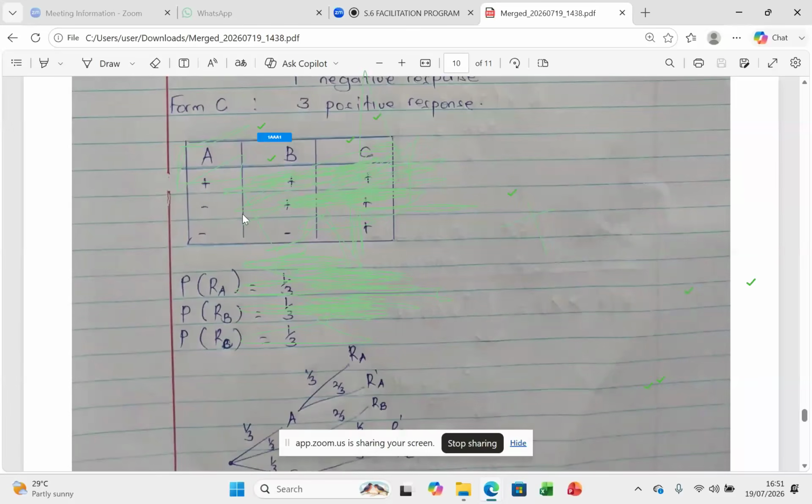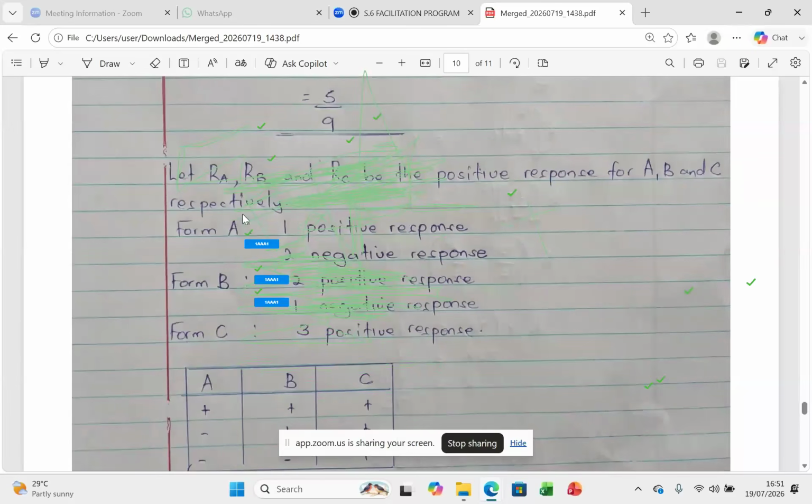As you're responding, for example, for us, we had to use unknowns, not to write very big statements. So we let RA, RB, and RC be the positive responses in forms A, B, and C, respectively. Sorry.